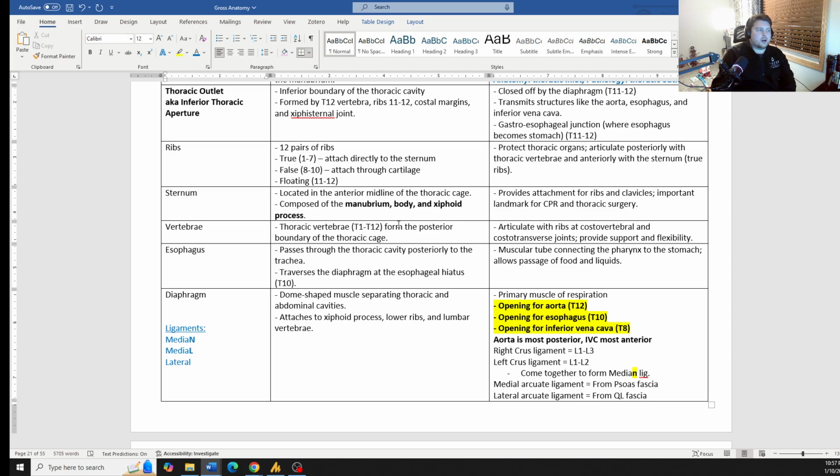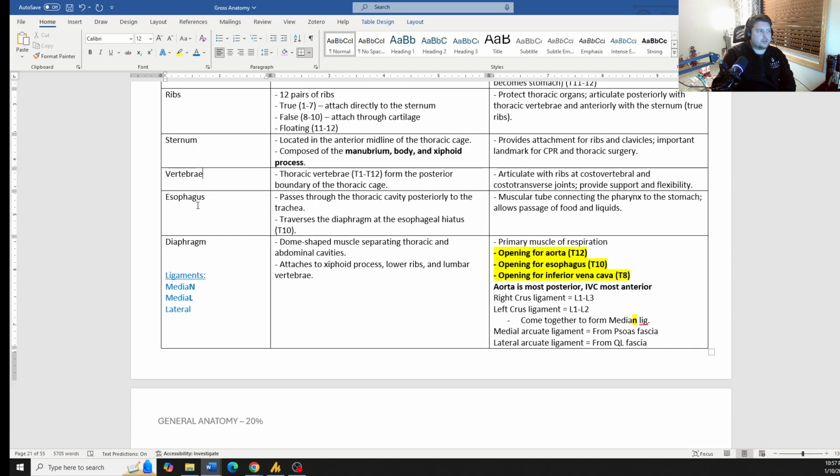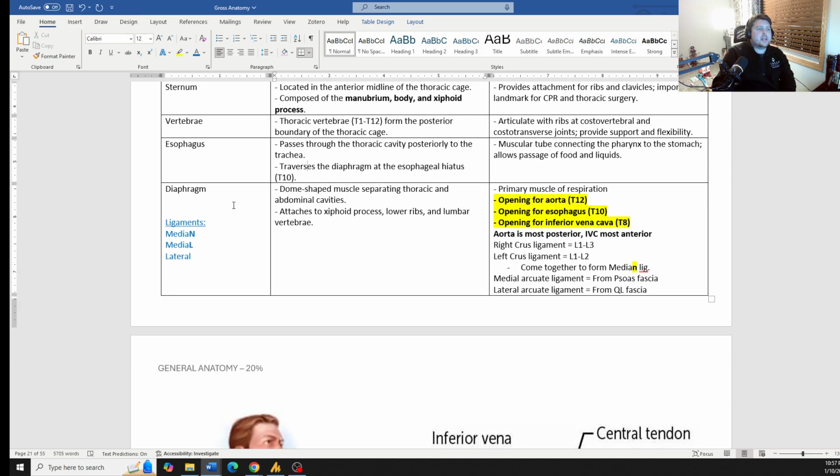Vertebrae, we'll talk a lot about the vertebrae and all of their individual components more in the spinal anatomy chunk. Now, the esophagus goes right through the thoracic cavity, and we'll talk about its relation to the diaphragm in just a second. For the diaphragm, there's usually a good number of questions because it has a lot going on, both from a pathological standpoint and from a physiological and anatomical standpoint.